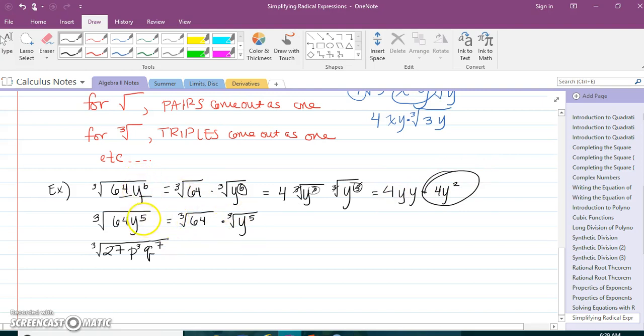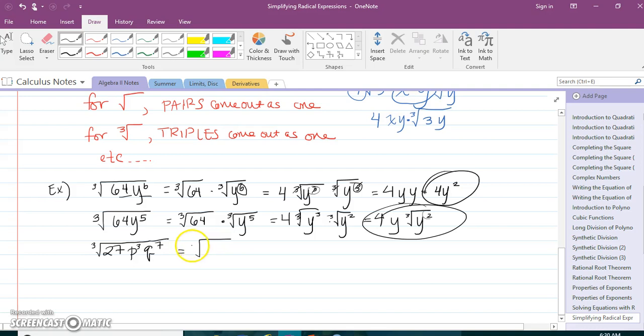If I change this exponent to a 5, your answer ends up being different because 5 is not a perfect cube. So I break them up separately. Cube root of 64 is 4. I'm going to take 5 and write it into as many perfect cubes as I can. So there's 1. And then what's left over is 2, because 3 and 2 is 5. Alright, so the cube root of y cubed is y. I can't do anything with the cube root of y squared because my exponent is less than my index. So there's my final answer.